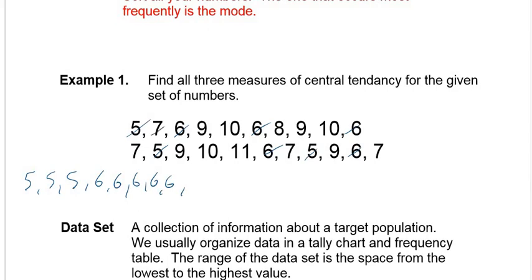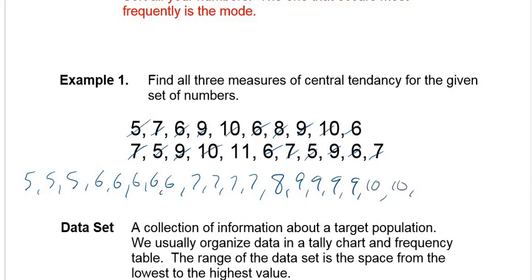Then we have 1, 2, 3, 4 7s. See, then we have just one 8. Then we have 1, 2, 3, 4 9s. Then we have 1, 2, 3 10s. And then we have just one 11. So let's do the mean, the median, and the mode, and let's see how they compare.